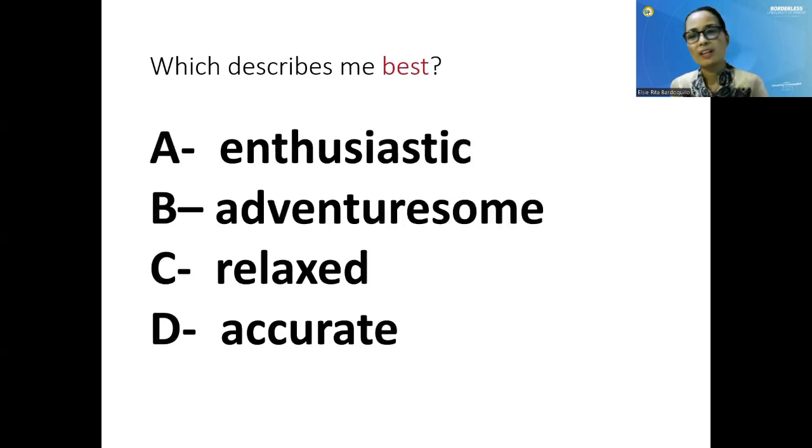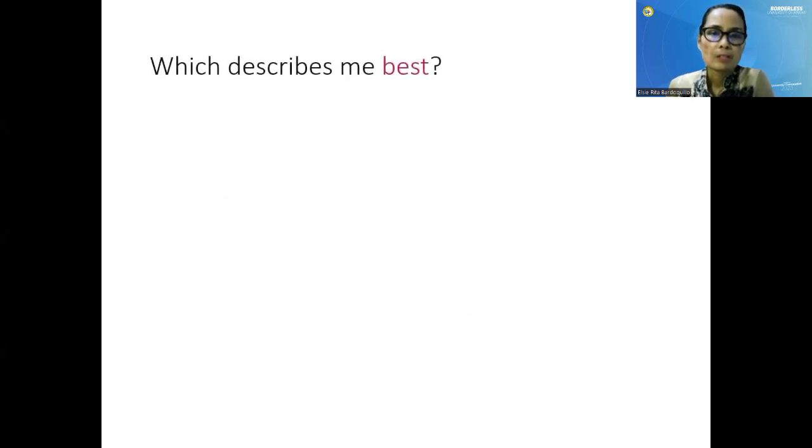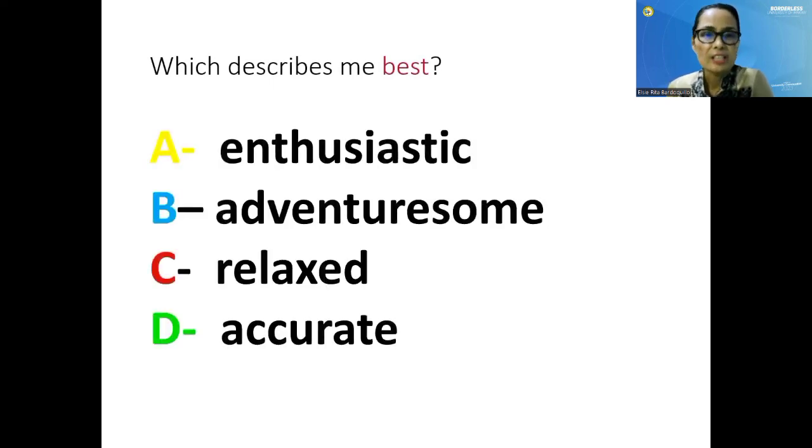A, enthusiastic. B, adventuresome. C, relaxed. D, accurate. Okay. So which describe me best? Describe you best. If your answer is A, that's yellow. So if you have written the letter A, lagay niyo po yung word na yellow. Spell out yung yellow. If it's letter B, it's blue. If it's letter C, it's red. Letter D is green.